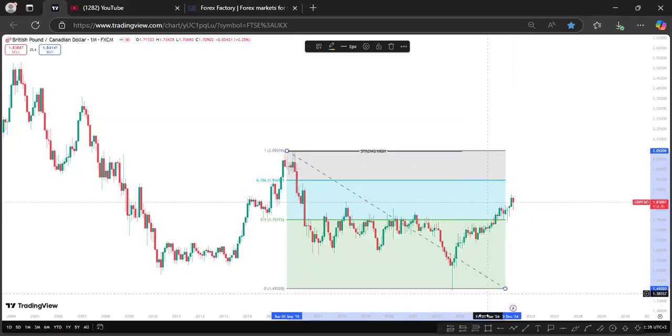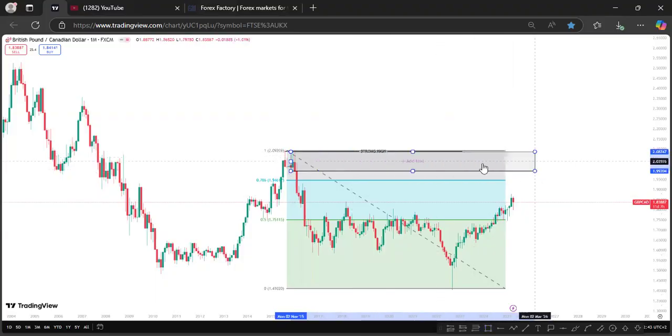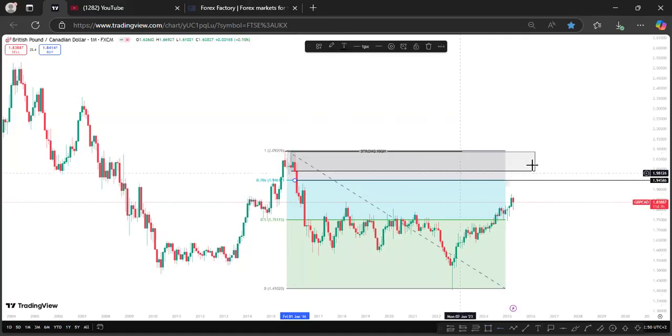But applying our SMC knowledge, we can see that our other block that can push price to the downside is here. So we know that price is going to push to a minimum of this level, but we are going to be targeting the 0.78 level of the Fibonacci first. Then when price gets there, we'll wait for its reaction before we see what to do next.